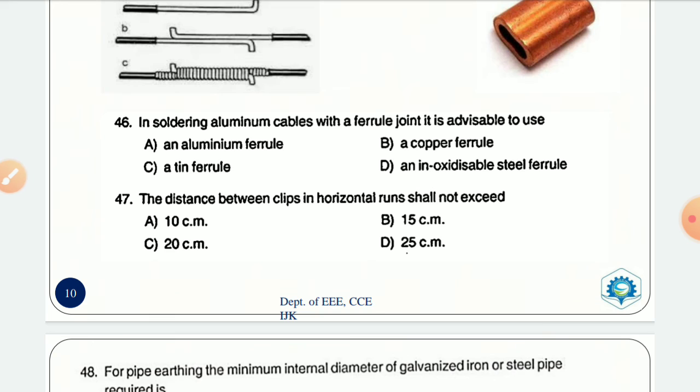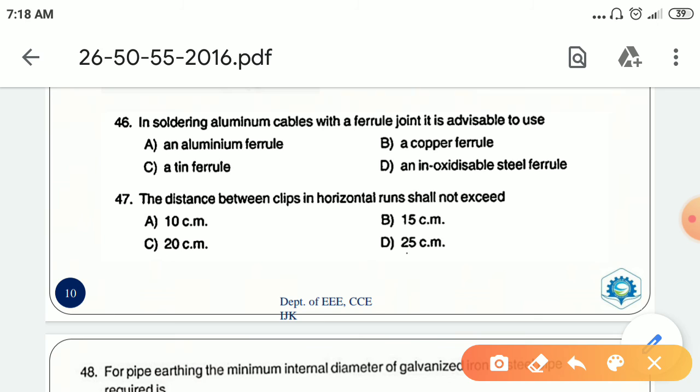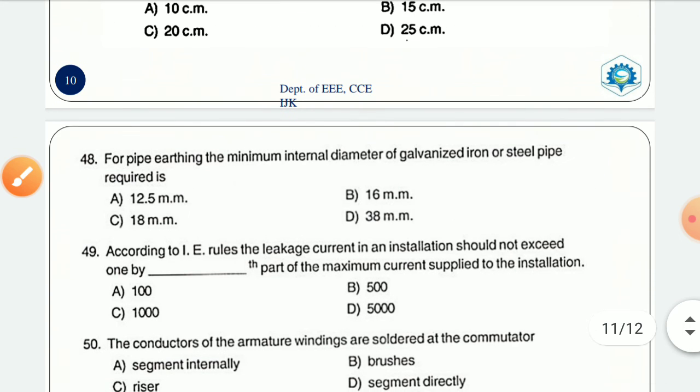The distance between clips in a horizontal run shall be. The distance between the clips in horizontal run shall be 10 centimeter. The answer for question number 47 is option A, that is 10 centimeter. So let's move on to the next question, question number 48.